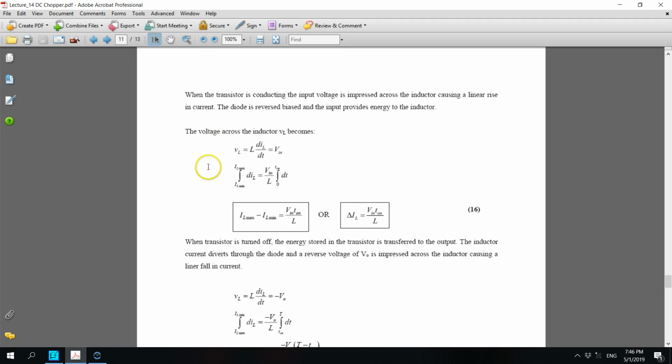Solving that, you're going to see that IL max minus IL min equals Vin multiplied by Ton divided by L, and we also know that IL max minus IL min is the ripple of the inductor current, and it is defined by Vin Ton over L.